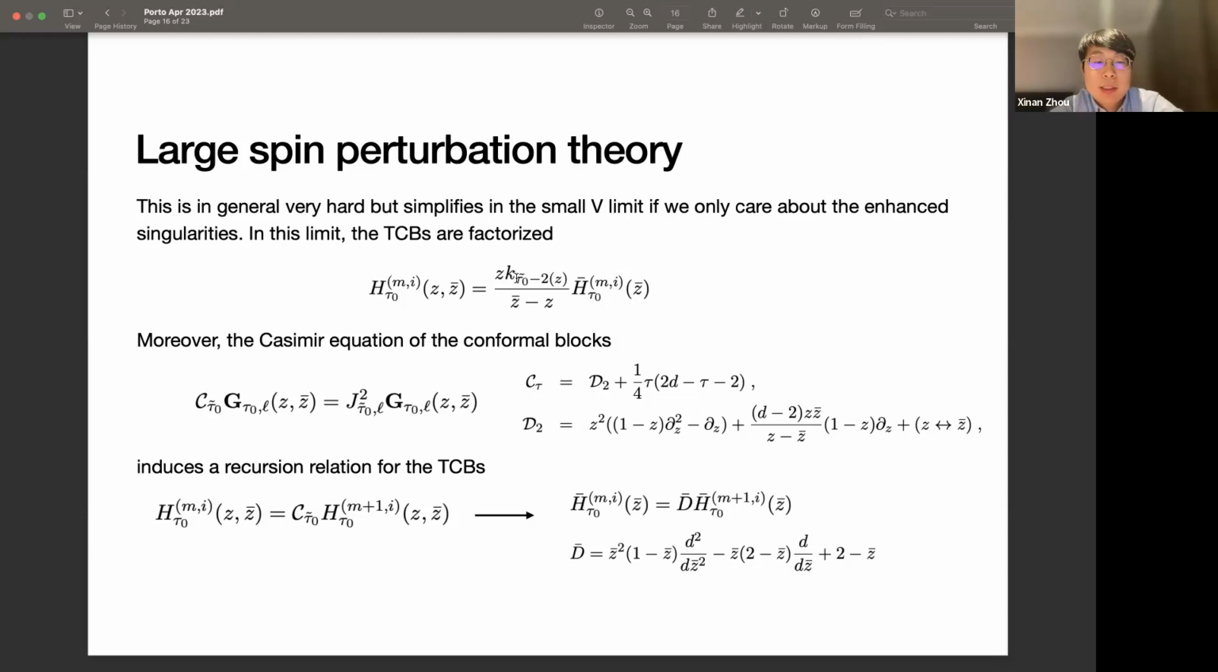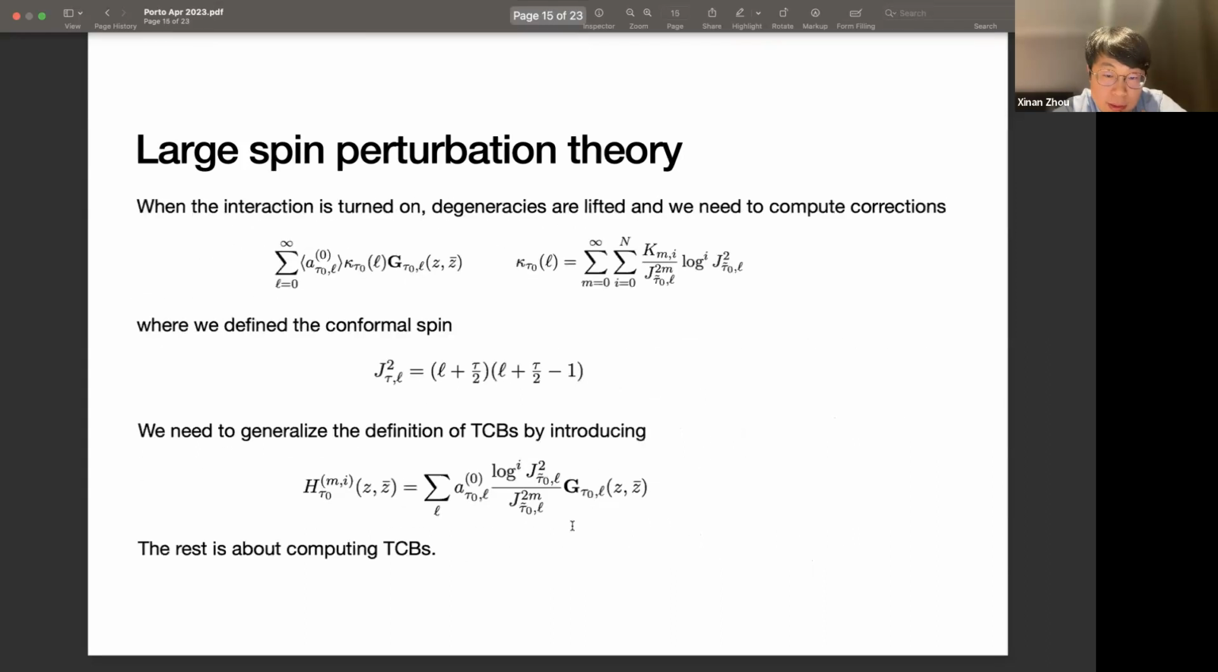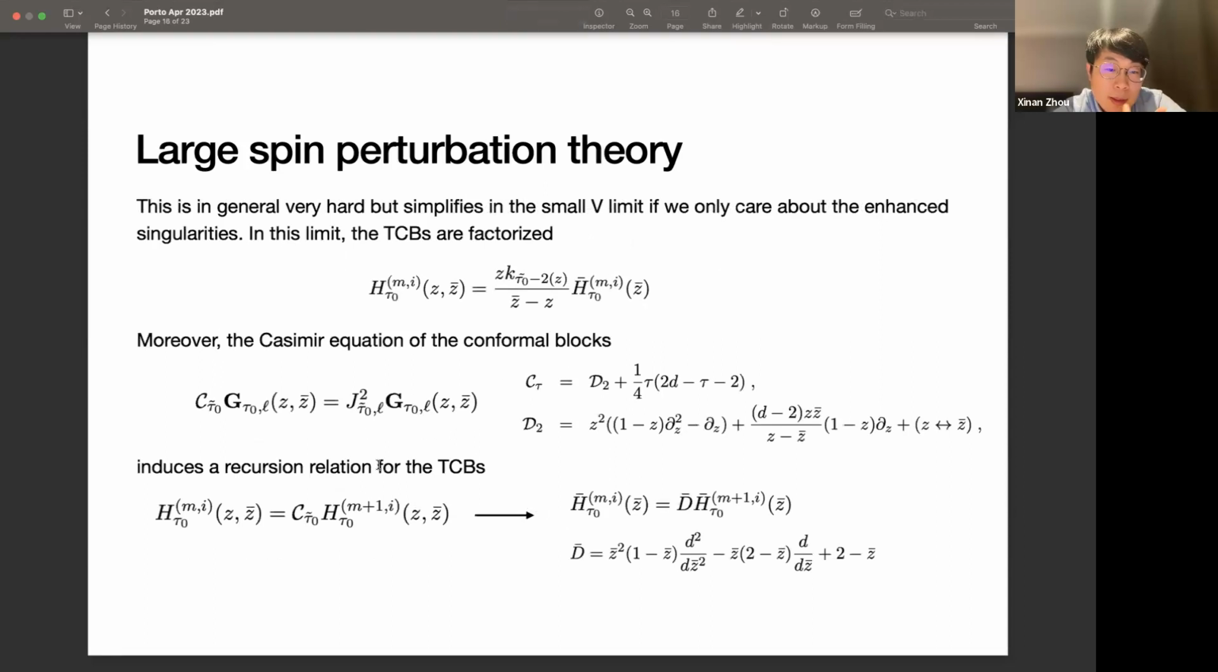Now, on the other hand, we know that the conformal blocks are eigenfunctions of this Casimir equation. So here I have modified this Casimir operator slightly by adding a constant shift, such that the eigenvalue of this shifted Casimir operator acting on this G gives you just the square of the conformal spin. And using this in the definition, you can find this J squared allows you to move between different twist conformal blocks. So basically, if you act on the twist conformal block with the Casimir, you decrease the value of M by 1.